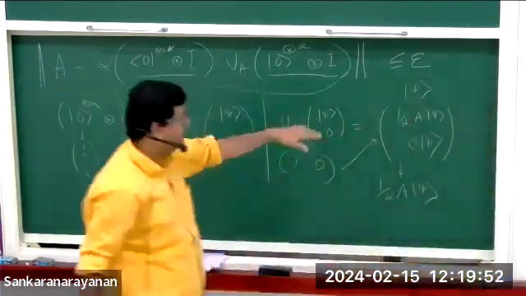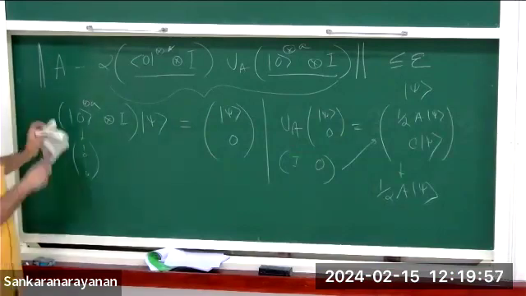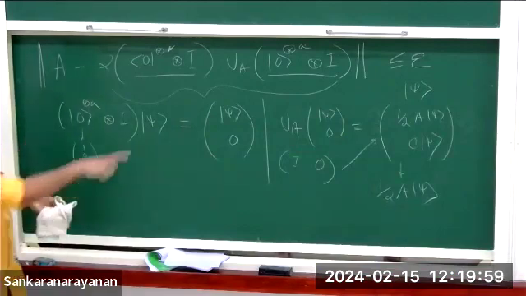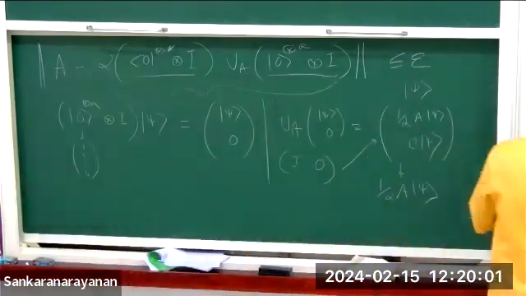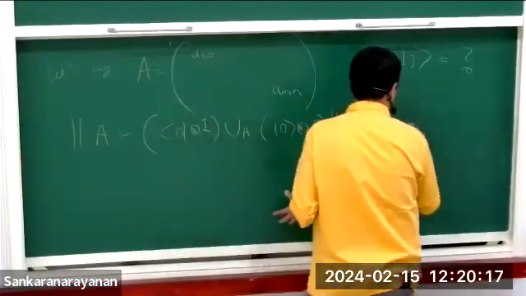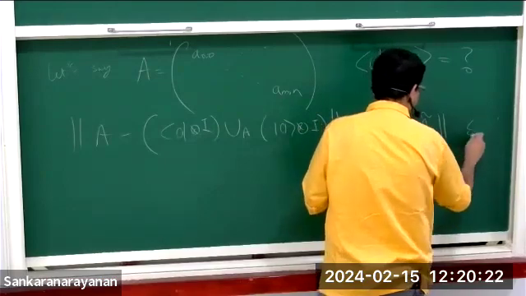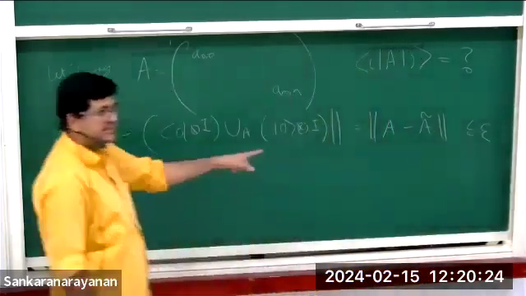this calculation is fine, right? I'm just rubbing the calculation. I just wanted to go through the notation once. I'll rub it. Okay, I'll write it here. So this A minus 0 tensor I UA 0 tensor I is nothing but A minus some A tilde, and I want the operator norm of this to be less than epsilon. This is exactly what's going on.